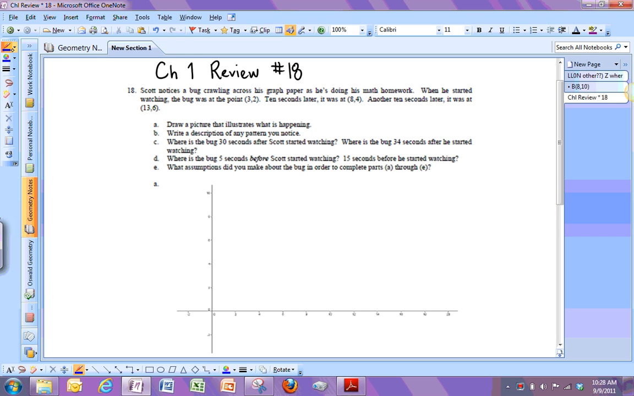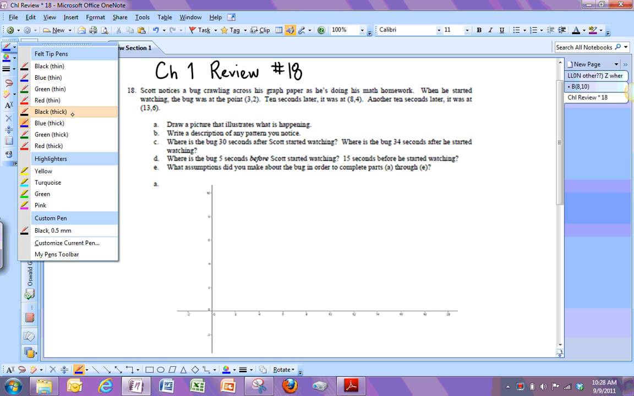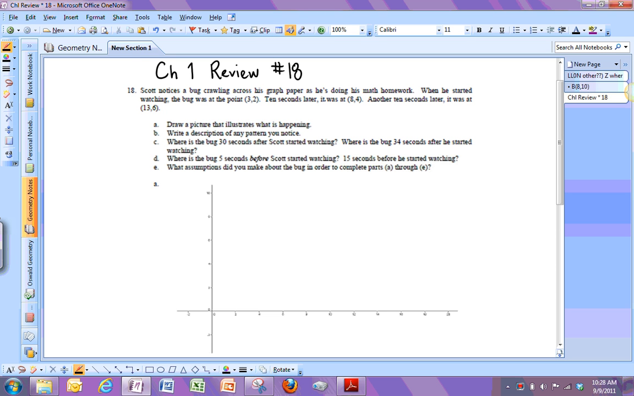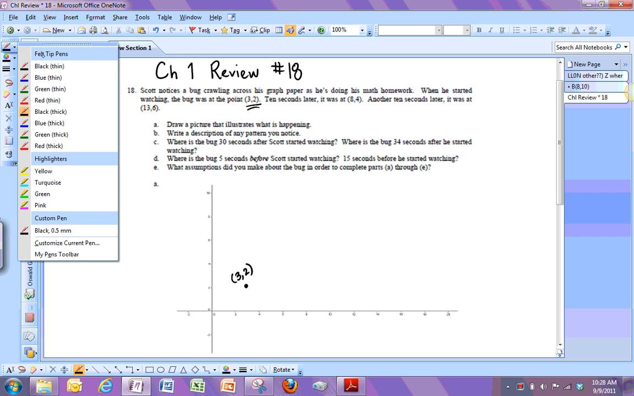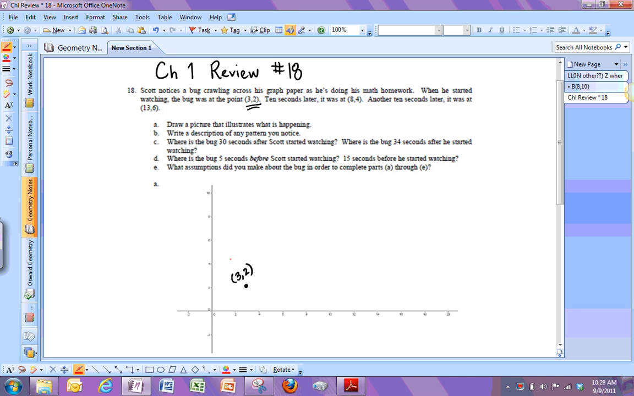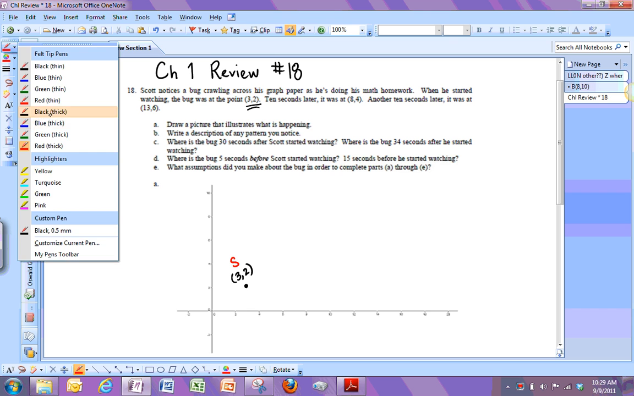Okay, so let me get my black pen over here. Okay, so we're starting at (3, 2). Notice that the axis here goes by twos. So 2, 3, and then up 2. So here's (3, 2). I'm going to mark that just so that I remember it as the starting point. I'll do S for start. And then go back to black here.